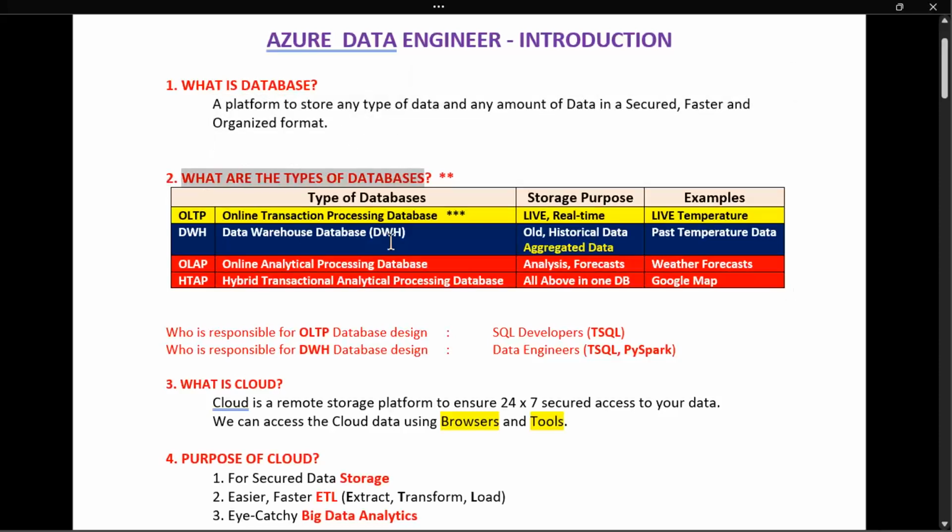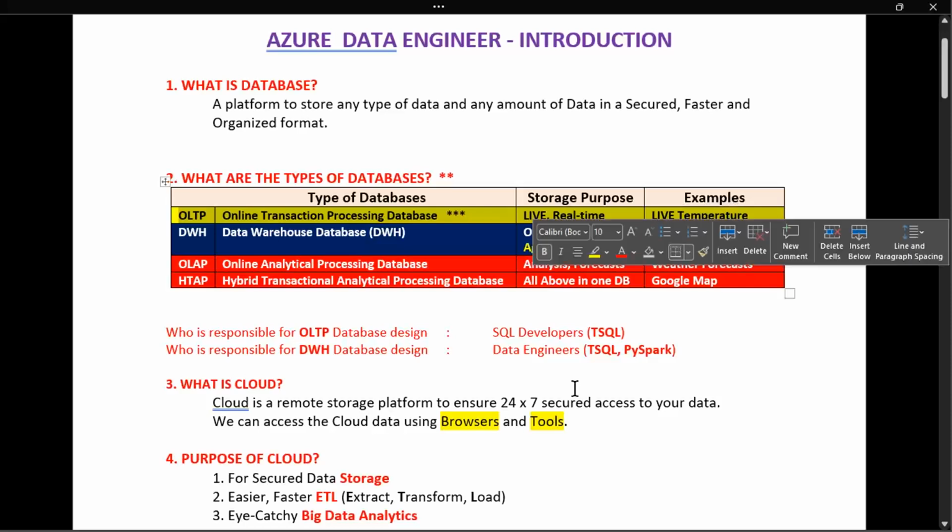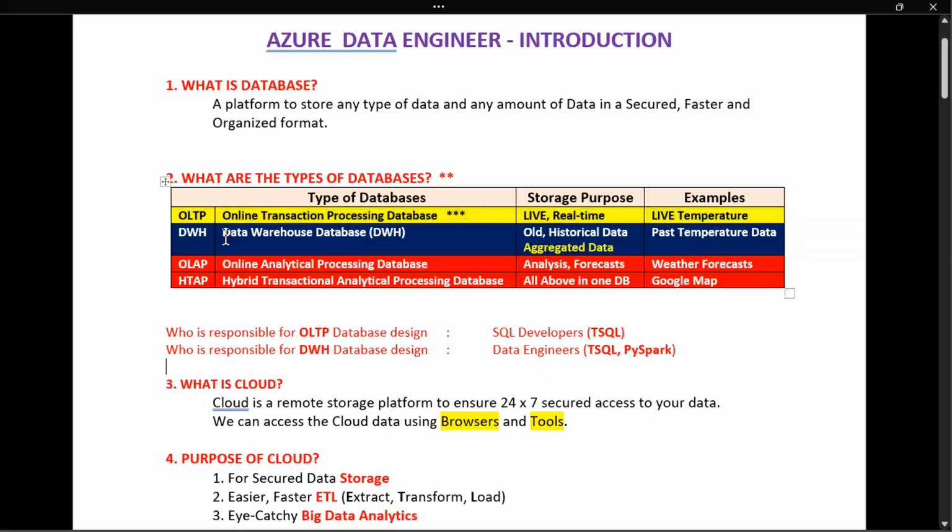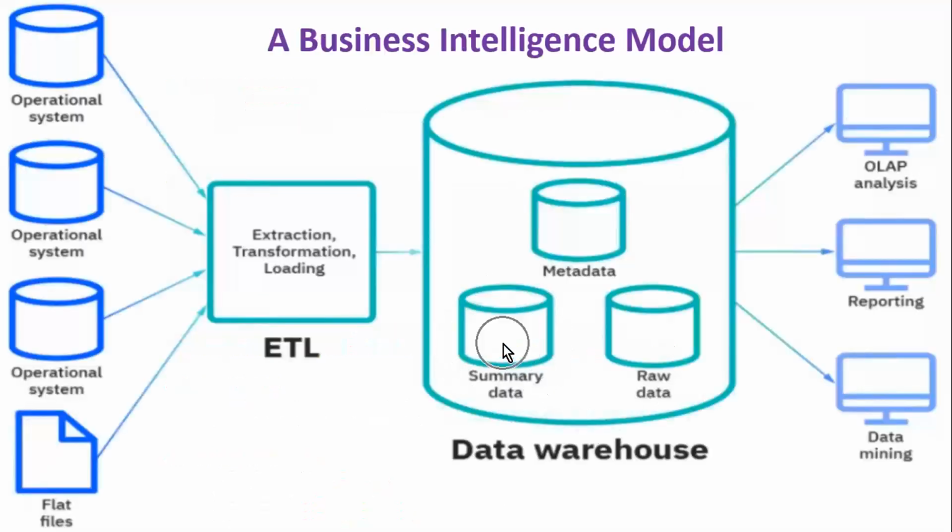Types of databases: OLTP, live real-time data, like live temperature data. Data warehouse, to store old historical data, like past temperature data. And we also have aggregated data, also called summary data. What is that? Aggregated data is also called group by summary data.